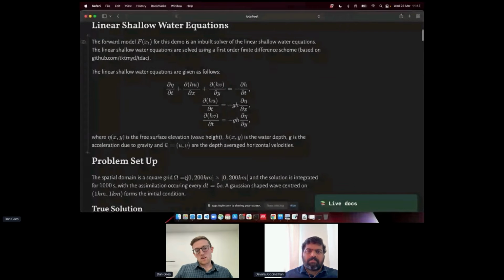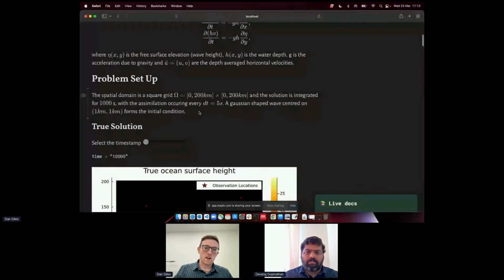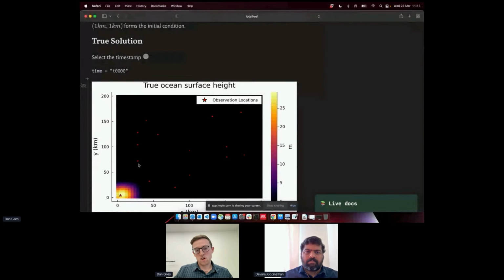So just as a toy example, we have a square domain of 200 kilometers by 200 kilometers, and we're going to integrate this solution for 1,000 seconds, and we're going to simulate observations at various observation locations every 5 seconds. And the initial condition is just a Gaussian shaped wave in this bottom left-hand corner.